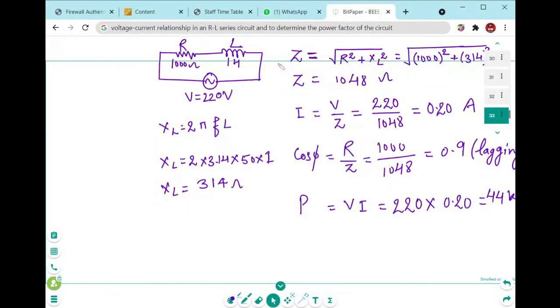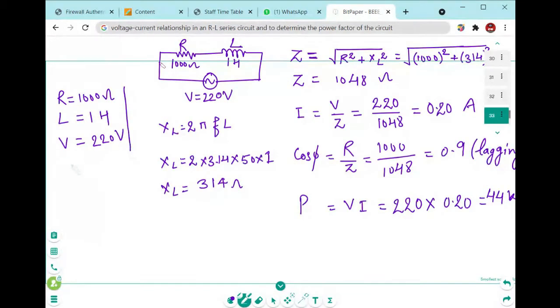We have a resistance right here. What is the resistance value? The resistance value is given as 1000 ohm. Then we have an inductor, that is L, which is 1 Henry, and we have some voltage V equal to 220 volt.